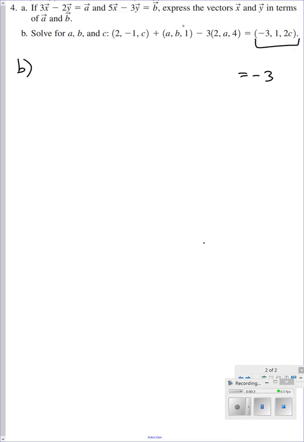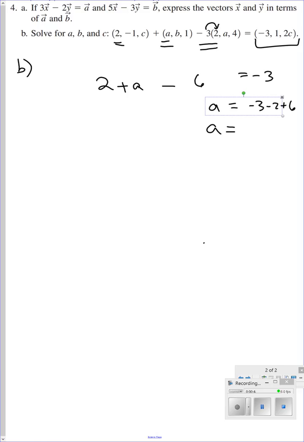And if I were to just go through each of the steps, that came from this value here, and the product of these values here. So I could write out an equation just for that. It would be 2 plus a minus 6 equals -3. And for that, I can rearrange and isolate a and solve for a. So -3 minus 2 plus 6, a equals -5 plus 6, a equals 1.